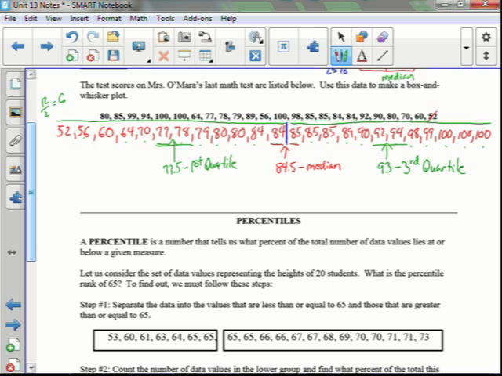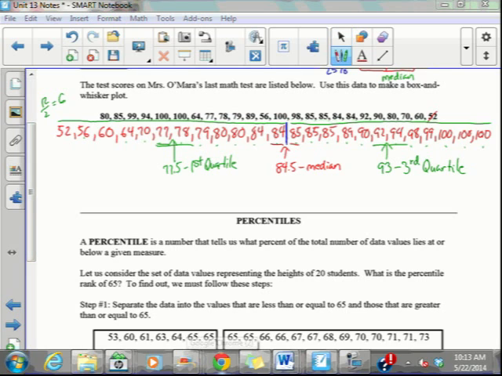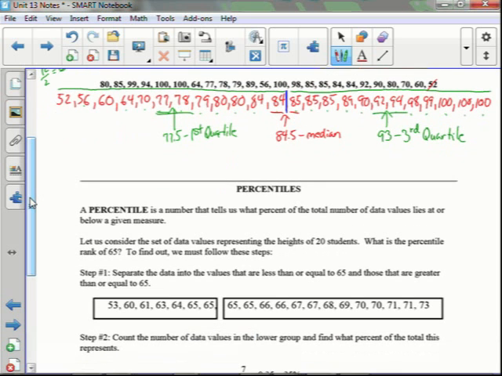Okay. So now we need to go about doing our box and whisker plot. I'm going to use this line down here as a way of doing that. And I'm just going to mark mine out here. I got 50, 52, 54, 56, 58, 60, 62, 64, 66, 68, 70, 72, 74, 76, 78, 80, 82, 84, 86, 88, 90, 92, 94, 96, 98, 100.